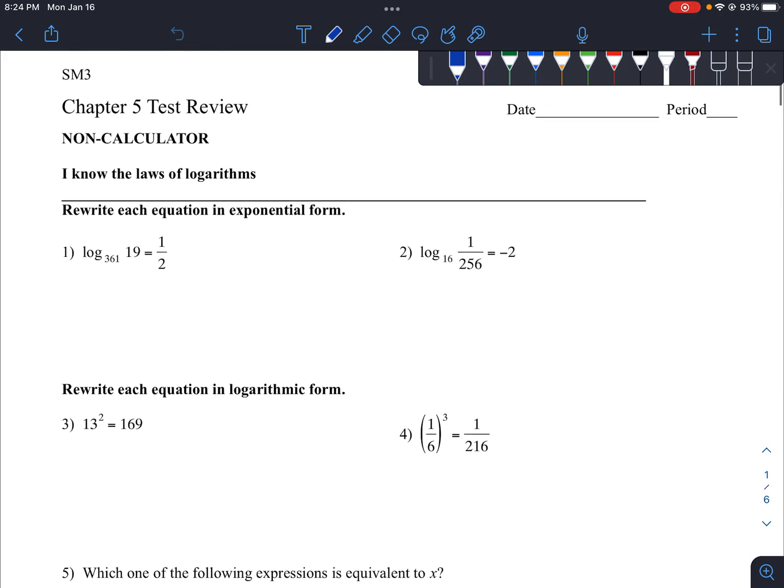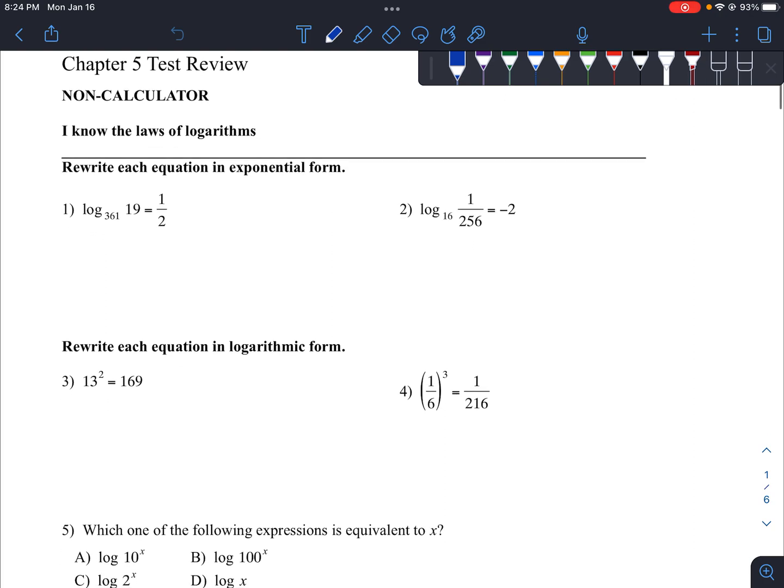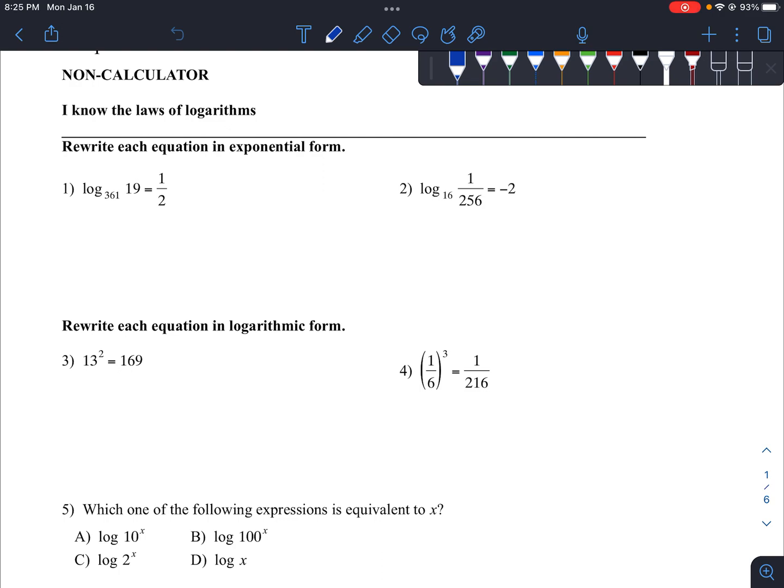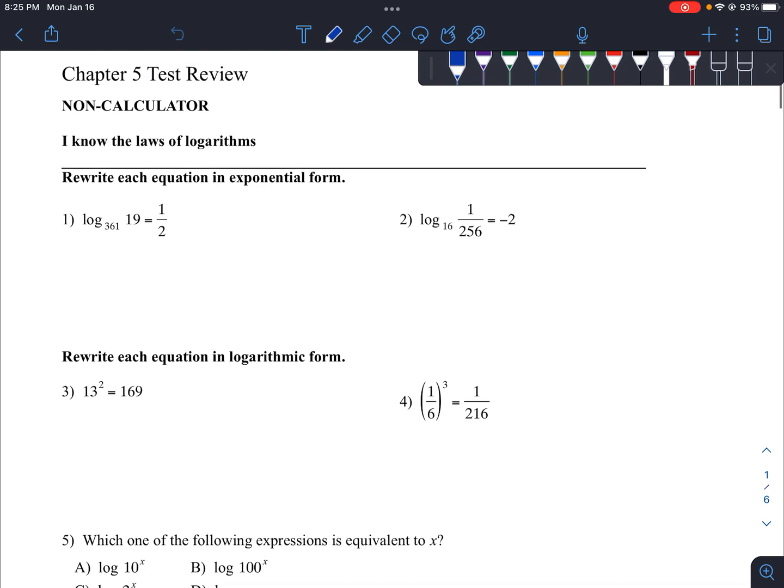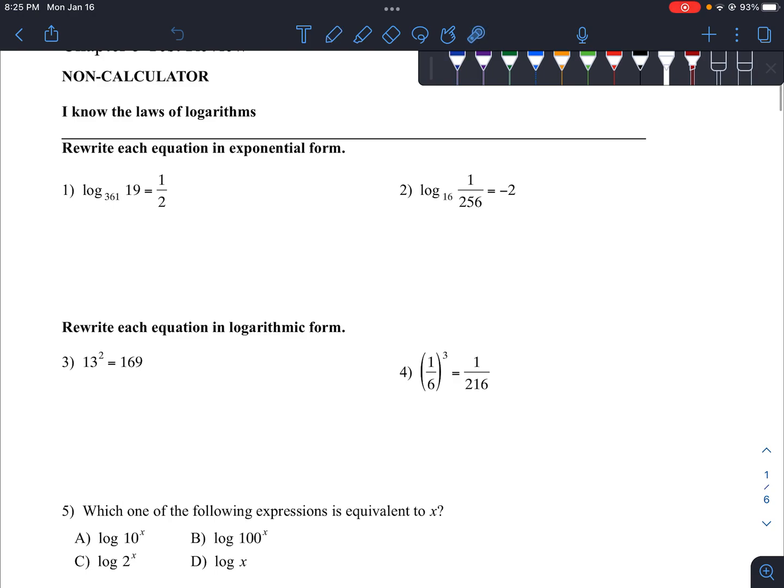First of all, there will be a non-calculator portion on the test and a calculator portion on the test as well, so just keep that in mind. In any case, for 1 and 2, we have logarithms, and it says rewrite each equation in exponential form.